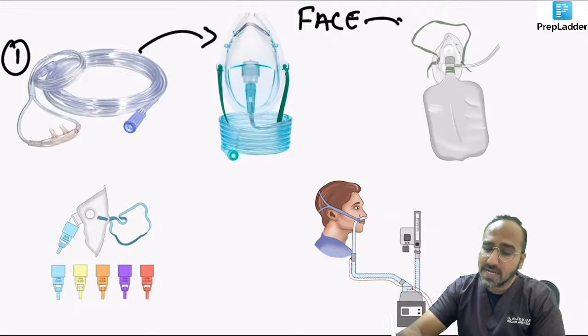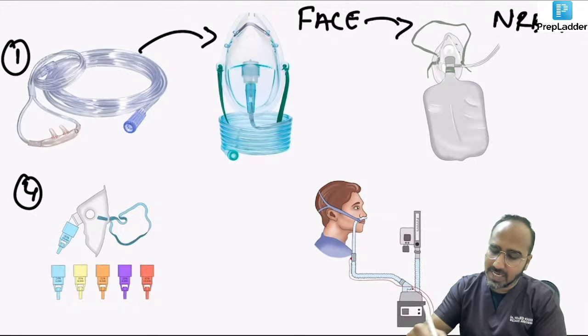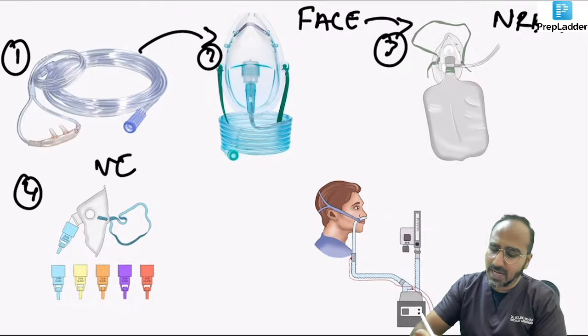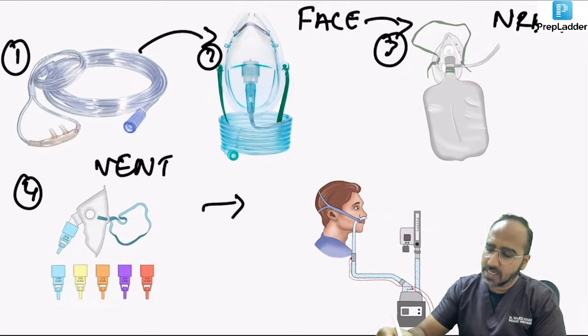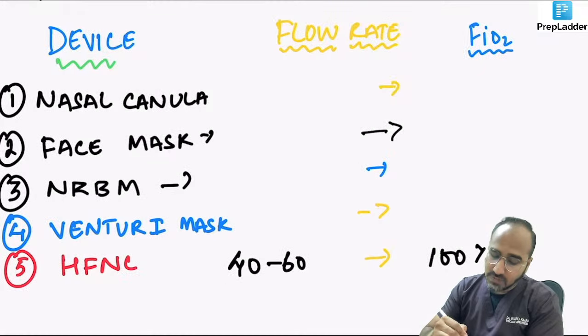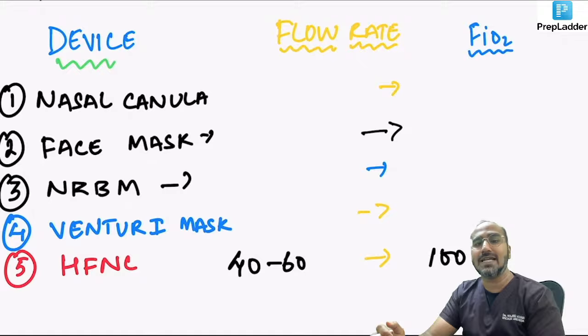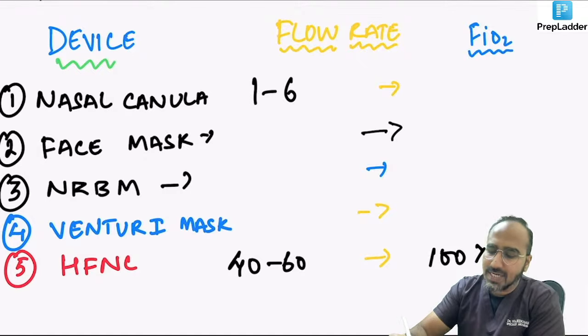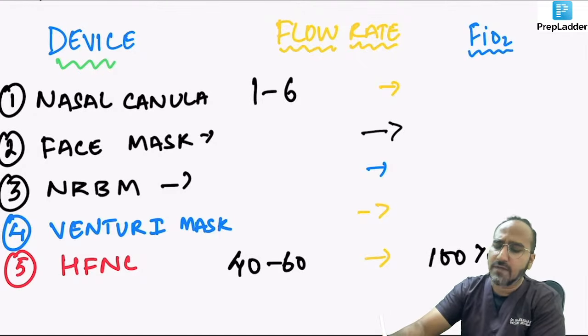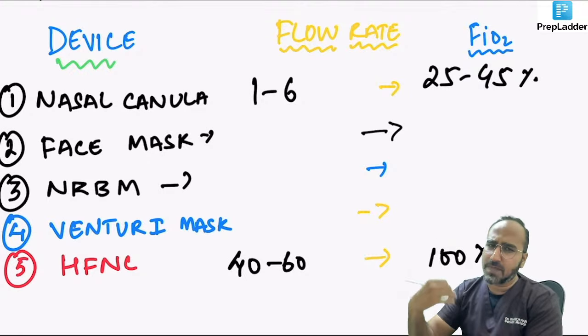Then if after face mask also it doesn't improve, then I tell the sister to put an NRBM, that is non-rebreathing mask. If still not improving, then I go for the fourth thing that is called Venturi mask. If it doesn't improve, then I tell the sister to go for high flow nasal cannula. Now guys, remember over here what he is asking, for answering this, first we need to remember all this in line. When I am telling the sister to put a nasal cannula, how much is the flow rate that she'll be keeping? 1 to 6 liters. That is the limitation of nasal cannula, and it will deliver an FiO2 of 25 to 45%. That's the limitation.